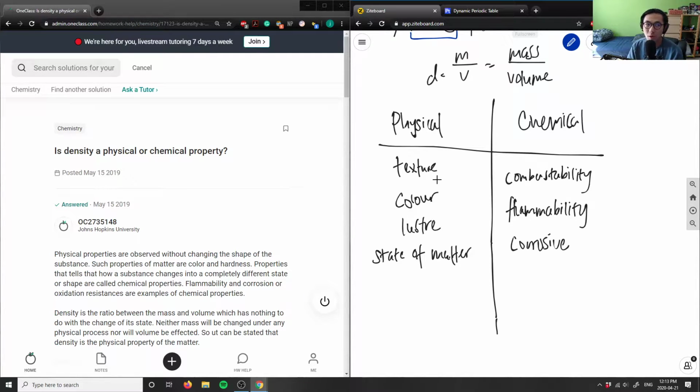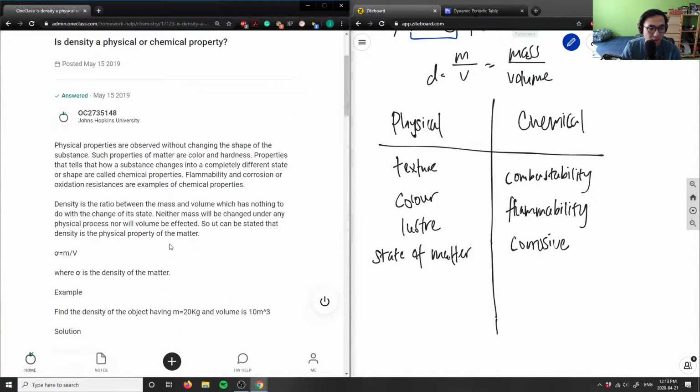But density isn't really a physical property that we use to describe something. When we're describing physical properties of something, we describe the texture, the color, the luster, the state of matter. We don't use weight because weight can change. Whereas texture, color, luster, and state of matter can't change. Copper will remain copper. It will remain hard, gold will remain brittle. Gold will remain shiny unless a chemical reaction happens. And the state of matter doesn't change unless I change the temperature, right? So again, these are things that don't change unless I change another thing. Density doesn't change.